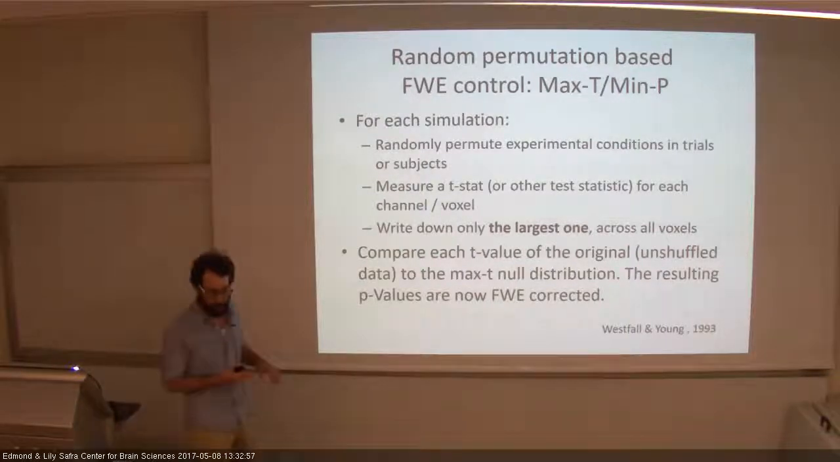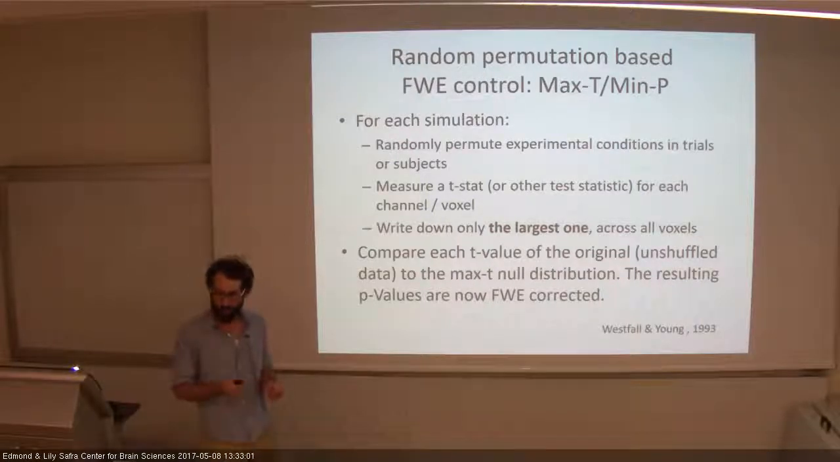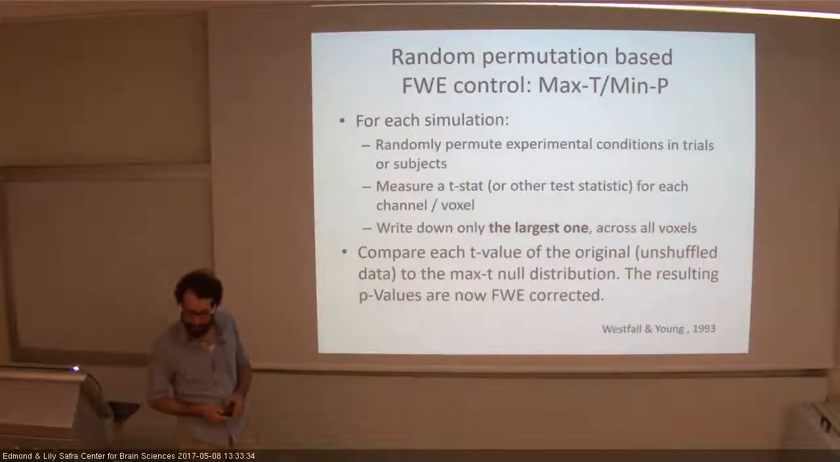And this is very useful because let's go back to the example of duplicating a voxel. Now if you duplicate a voxel, this test won't be more conservative because the duplicated voxel will have the same behavior as the original one and it won't affect the distribution of the max t. But if you add another independent channel with a new source of noise, now the max t will be bigger, right? If you have more and more channels, the maximum over these channels grows. Yes, you still pay a price for introducing more and more channels, but this test accounts for the correlations, for the dependence across different voxels.